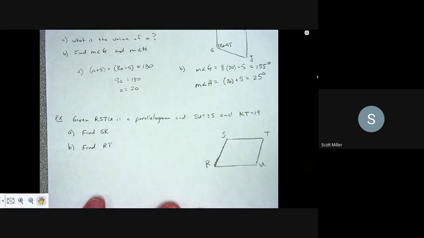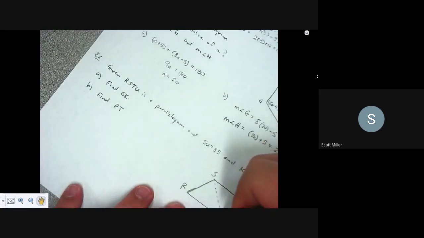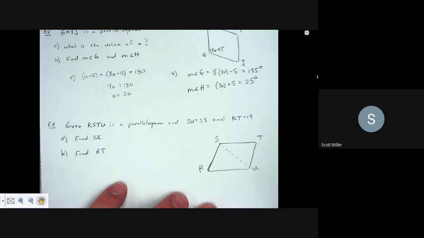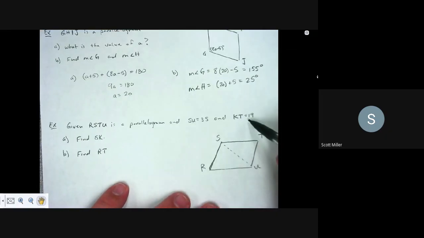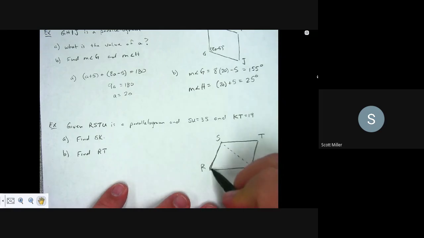Okay, SK. Well, there is no K. How do I find SK? Well, SU is 35, so this diagonal is 35. Here's KT. So where is KT? Where's the K? Usually in a situation like that, because there's none drawn and you have one diagonal drawn, you draw the other diagonal, and the point where they intersect is K. So that's how that works.